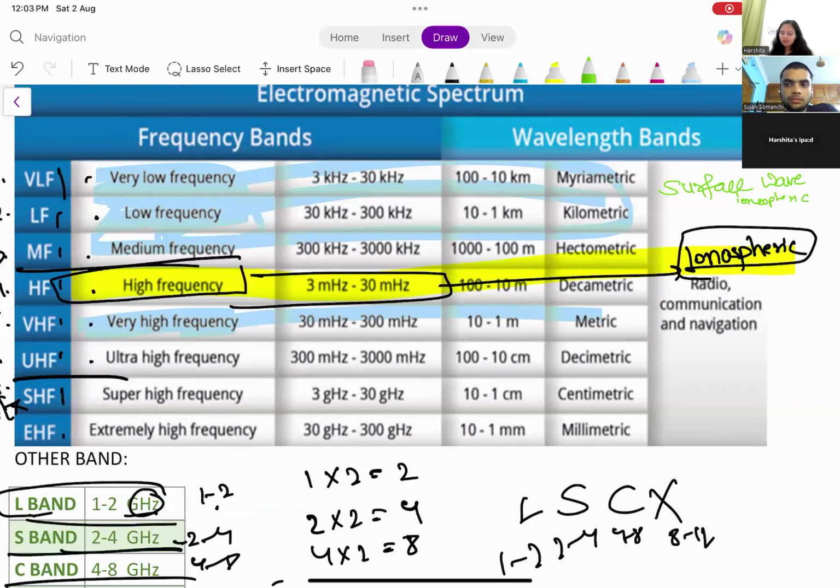Correct? So if someone asks you which frequency you will use if you want to use the ionospheric propagation path, the simple answer should be HF frequency. If someone asks what you will choose if you want to use non-ionospheric propagation, you will simply say VLF to MF and VHF. We can reach till VHF. Correct?